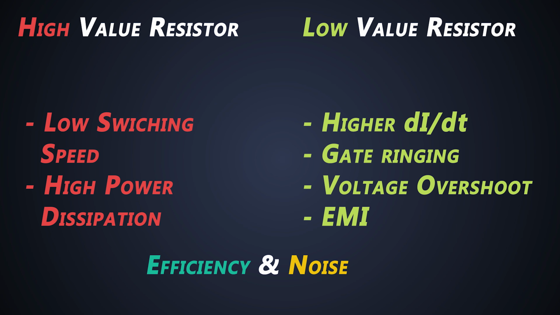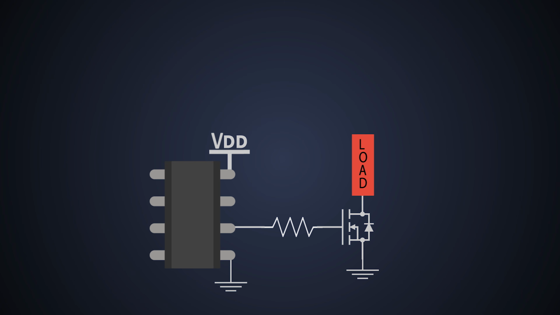Besides the value choosing, the layout of the gate resistor is also important. The gate resistor should be put as close as possible to the gate of the power device. Well, that's all about the gate resistance. Next time, we'll see different gate driving techniques.